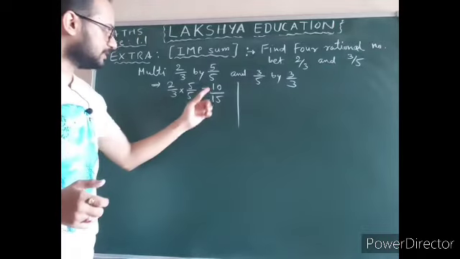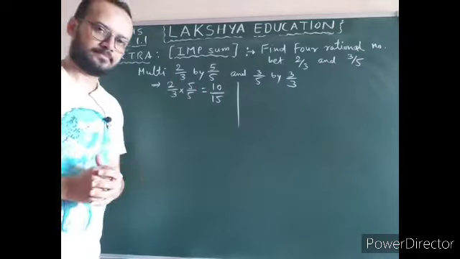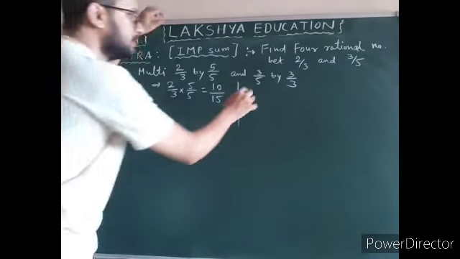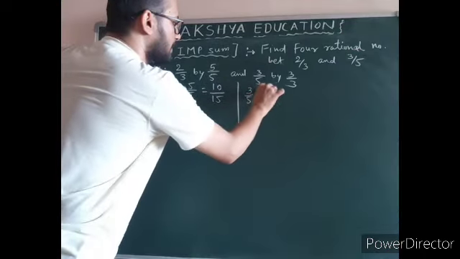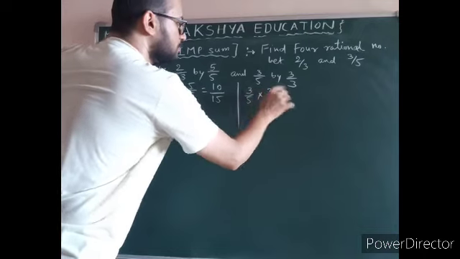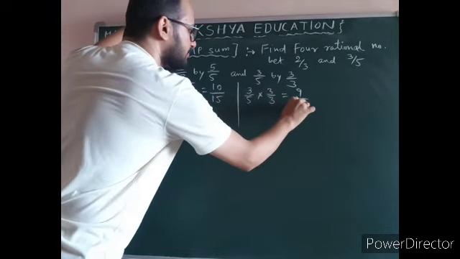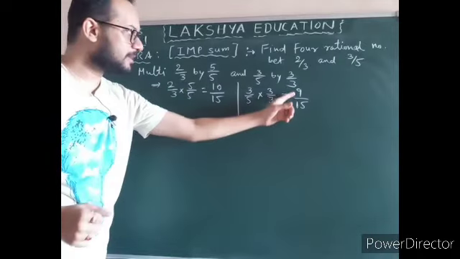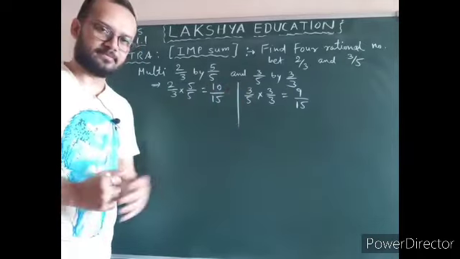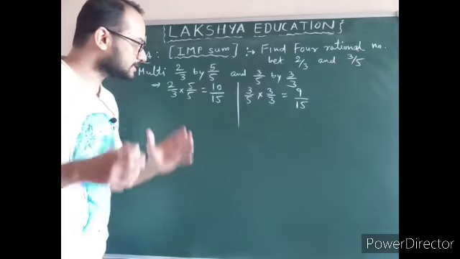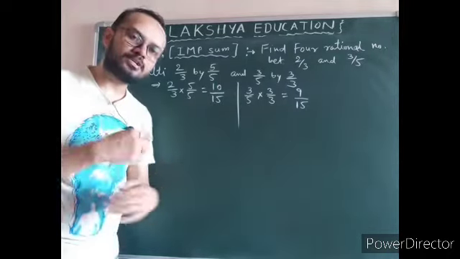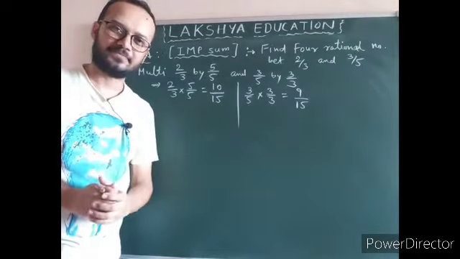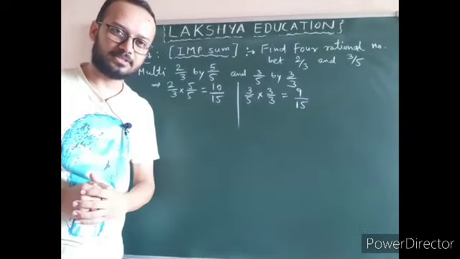Now this 10 by 15 is equal to 2 by 3, as we have multiplied it by 5 upon 5. Second number, 3 by 5 multiplied by 3 by 3. So 3 into 3, 9 upon 5 into 3, 15. So we got 9 by 15. This 9 by 15 is equal to 3 by 5. So both the numbers are now transformed into numbers which have the same denominator, 15 and 15.